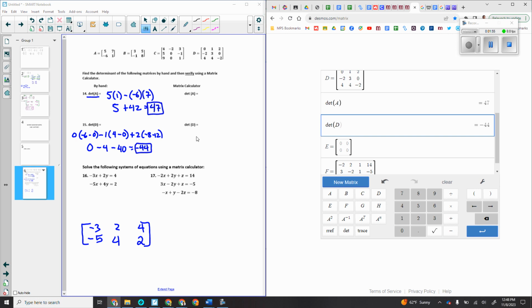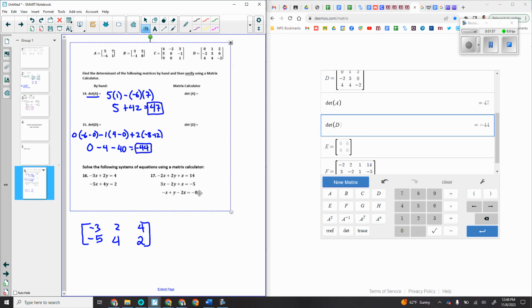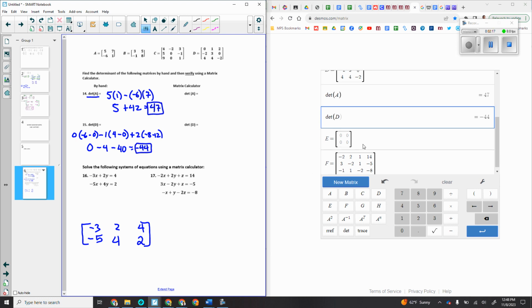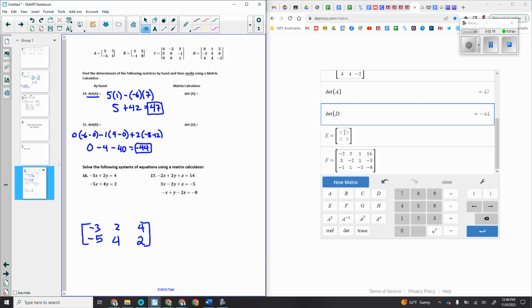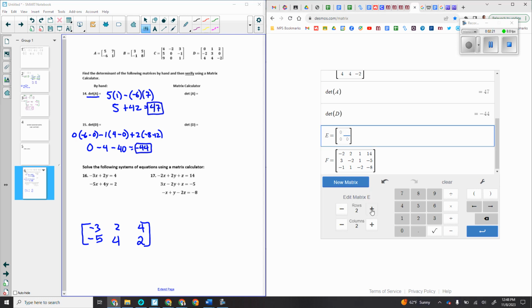Okay. Now, a little bit further down in our assignment, we can also use the matrix calculator to help us solve systems of equations. And you'll notice that this over here is a system of equations in 2 variables. However, if I were to type this in as a matrix, we're going to use the coefficients, so it would have 1, 2, 3 columns and 1, 2 rows. Okay, so if I do that on this one, I'll call it my matrix E. I'm going to adjust it to have 2 rows and 3 columns.